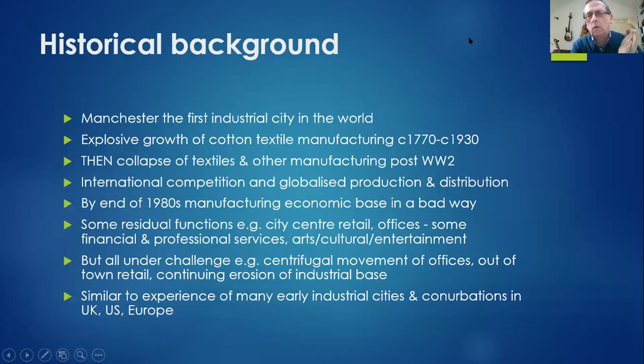So how did we get to where we are? Well, Manchester itself was the first industrial city in the world, by which I mean a modern industrial city, i.e. a city based on industrialized production. There was an explosive growth of cotton textile manufacturing between 1770 and 1930, so about 160 years, very much based on new technology, on using initially water and subsequently mechanized forms of energy to produce the cotton, or to process the cotton more accurately.